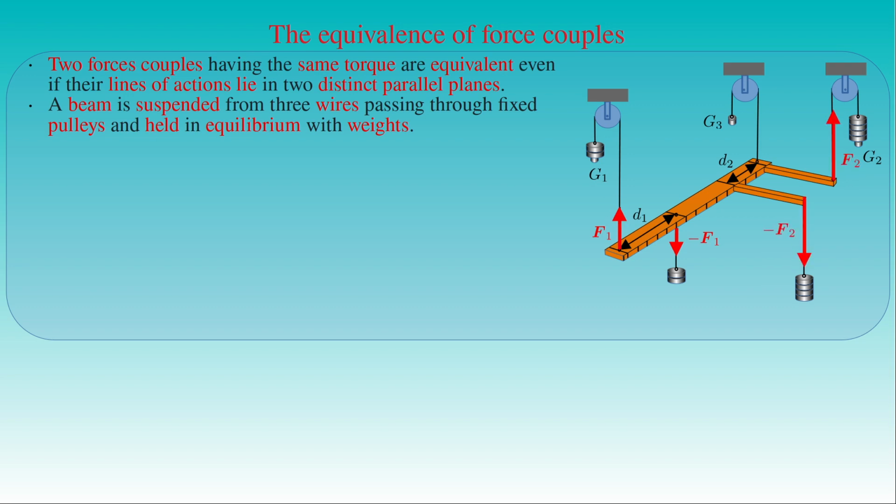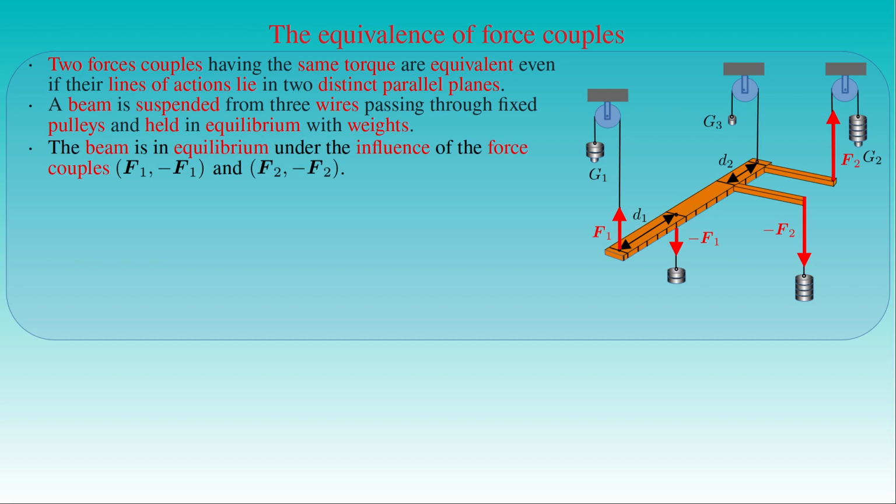Since the beam is in equilibrium under the influence of the two force couples and the net force of the force couples vanishes, the net torque rotating the beam must vanish as well. This can immediately be seen if we determine the torques due to the two force couples. The magnitude of the torque tau1 produced by the pair of forces F1 and minus F1 acting on the beam is equal to the magnitude of the force F1 times the distance d1 between the lines of action of the forces F1 and minus F1.